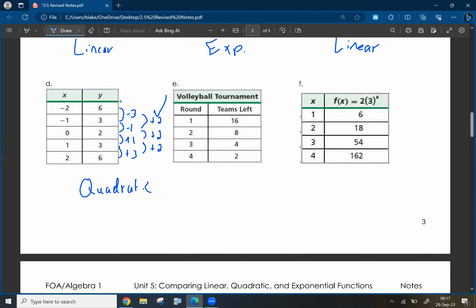E. So looking at the table, we go 16 to 8, 8 to 4, 4 to 2. You can tell these are being cut in half every time. This is multiplied by 1/2, making this one exponential.